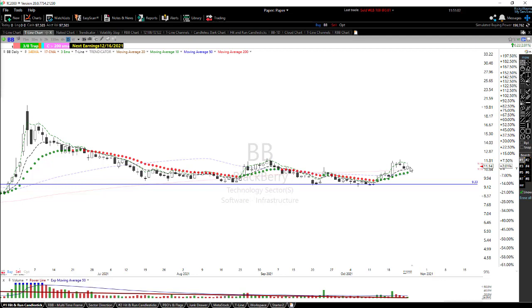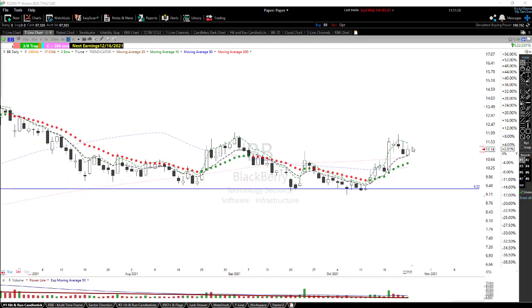Cool thing about this is I don't have to chase these around because the scanner does it for me. And this is one of the trades that was coming up on the scanner. Let me double check, BB. No, BB was not one of the stocks on my watch list today. So it started popping up on the scanner.